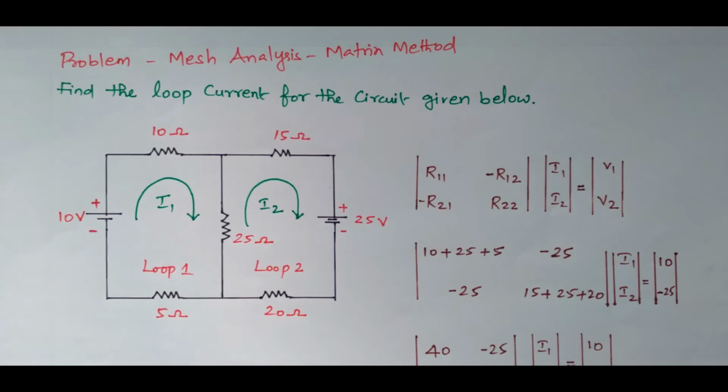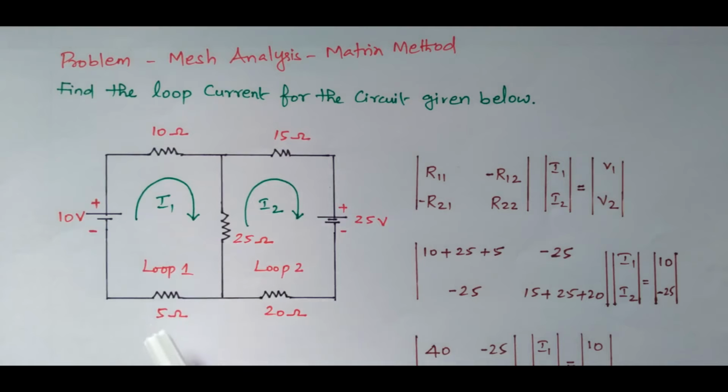So in this video, we'll solve the problem with the matrix method. In this circuit diagram, a 10 volt source is available on one side, and a 25 volt source on the other side. There are 5 resistors available: 10 ohm, 25 ohm, 5 ohm, 15 ohm and 20 ohm.